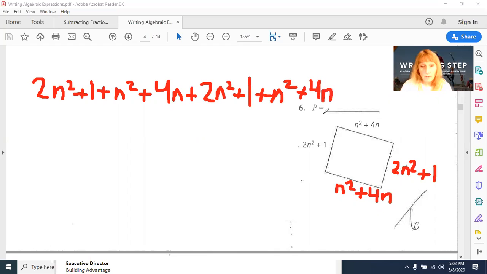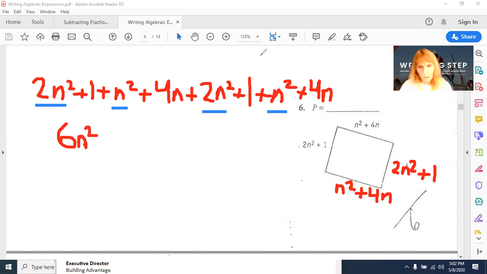Okay, we need to simplify this. That's too long. So we have to combine like terms. So I'm going to pick a different color here, and we are going to combine. First of all, let's underline what's the same. Well, we know that n squareds are the same, so we're going to underline all the n squareds and only the n squareds. And then we're going to add them together. If I add up all the n squareds, 2n squared plus 1n squared, that's 3n squared, plus 2 more, that's 5n squared, plus 1 more, that's 6n squared. So that is 6n squared.